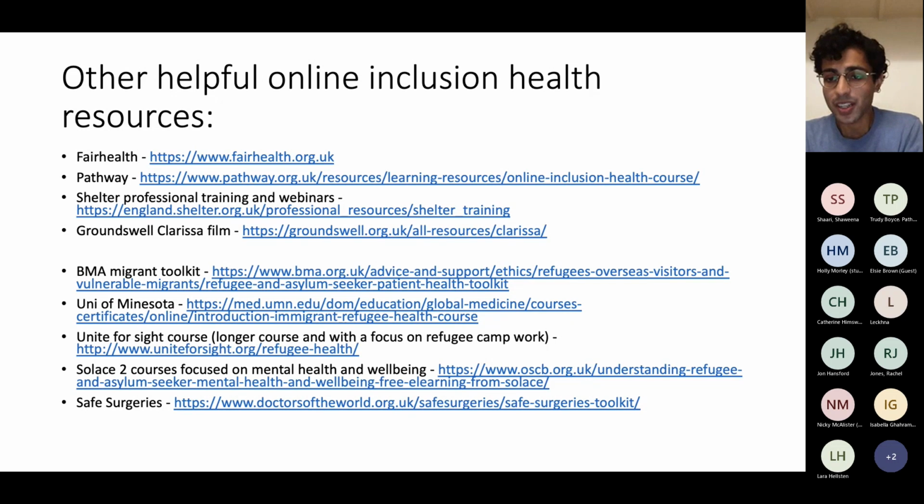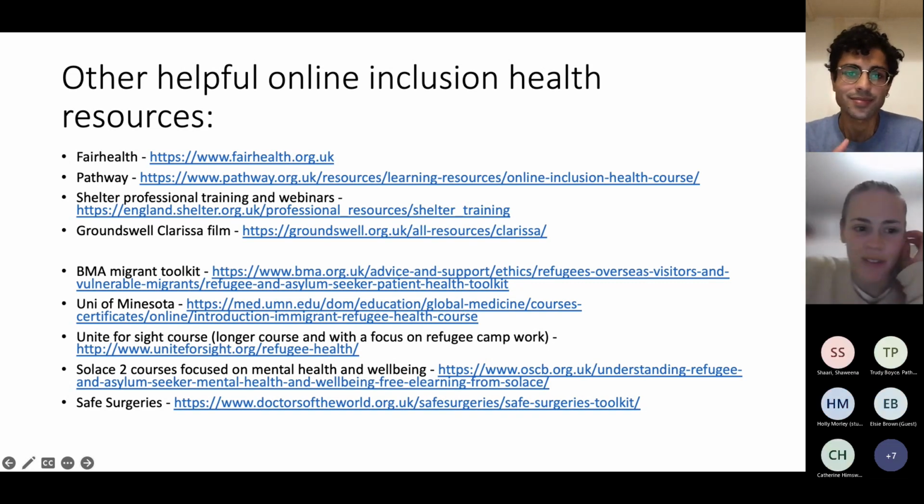Pathway themselves have lots of e-learning resources on their website that we've linked here. Shelter has professional training webinars that you can look up online, and there's lots there as well. And I've linked Clarissa, the Groundswell film that was in the e-learning module. I don't know if Lara wants to go through the ones that she's attached here.